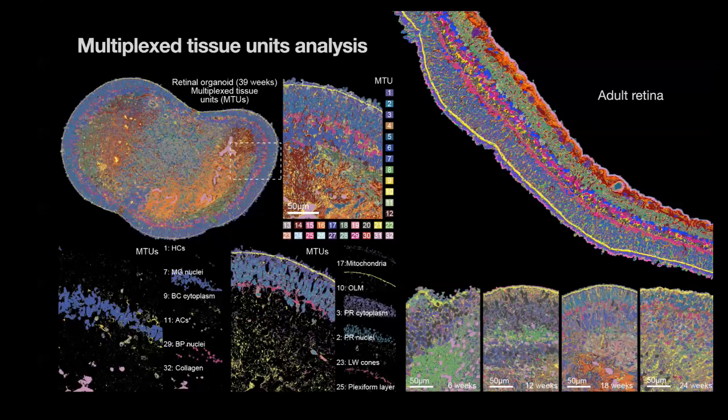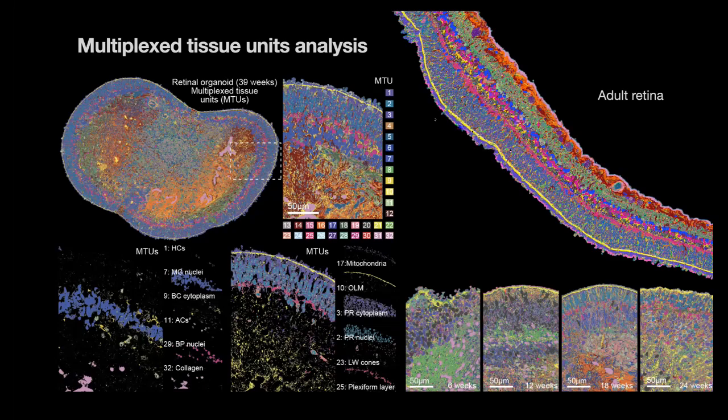So what we came up with is that we perform a multiplex tissue units analysis. This is inspired by what we do in single-cell RNA sequencing, where you would have one cell, in this case it's just a pixel, in an n-dimensional space of features, in this case the protein stains, in single-cell RNA-seq it would be the transcriptome. You perform unsupervised clustering. And that's what you see here.